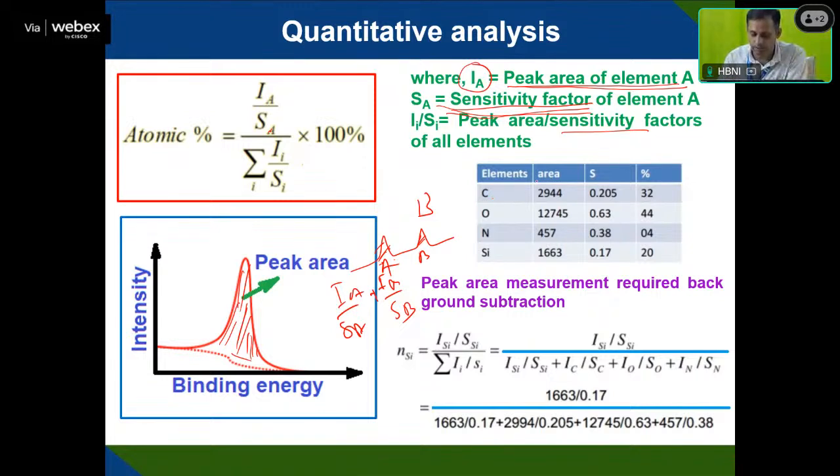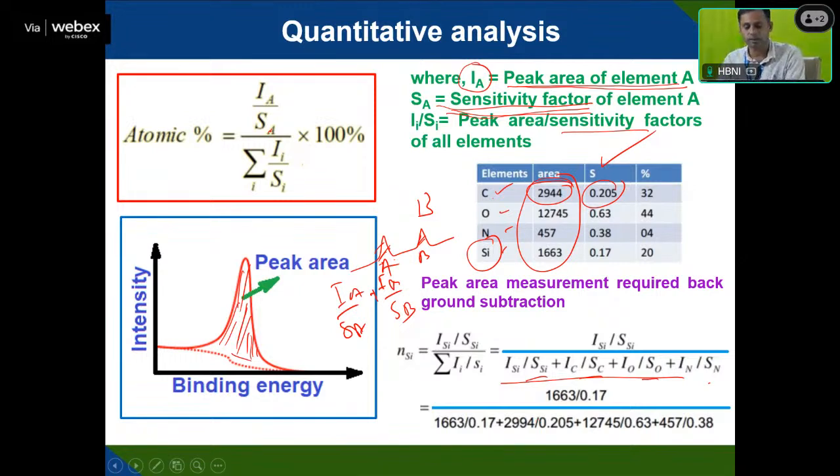This is one example I have shown. You can see the peaks of a sample having carbon, oxygen, nitrogen, and sulfur, and you calculate the peak areas, and you know the sensitivity factors, so you use the formula. If you want to calculate the silicon percentage, you take ISI, the area of the peak, here 2294, divided by its sensitivity factor and divided by the summation over silicon, carbon, oxygen, and nitrogen. You will get the quantitative percentage of the particular element.